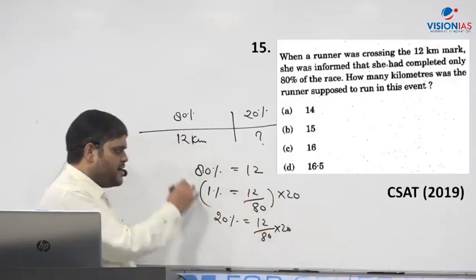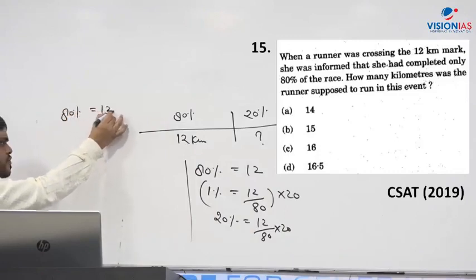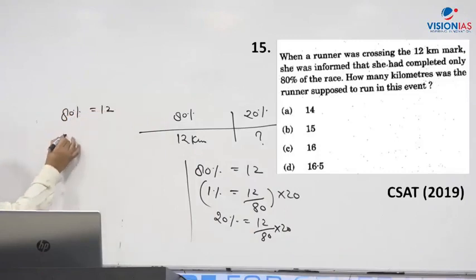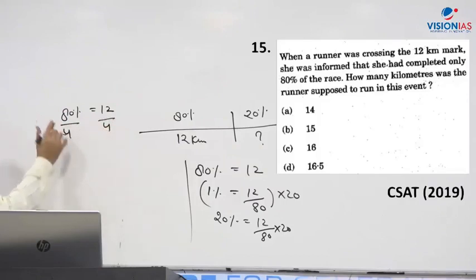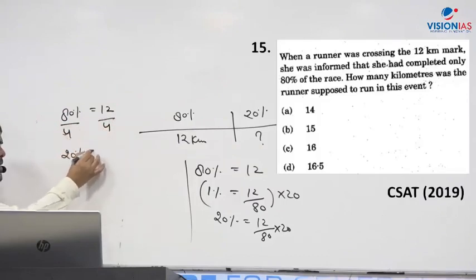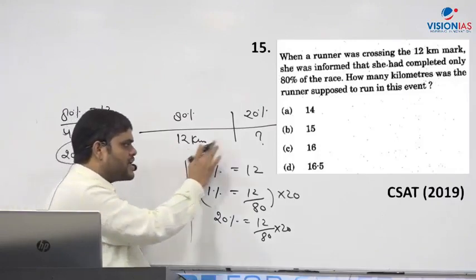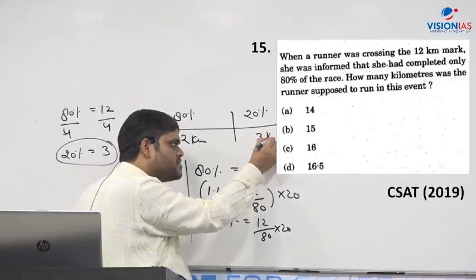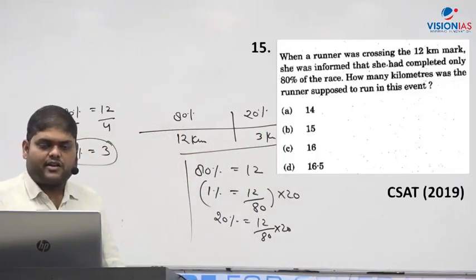This is one way. Another way is we know 80% is equal to 12. So if we divide both sides by 4, why by 4? Because we want 20%, so 20% becomes 3. That means if this is 12 kilometers, this will be 3 kilometers, and the total race will be 15 kilometers.